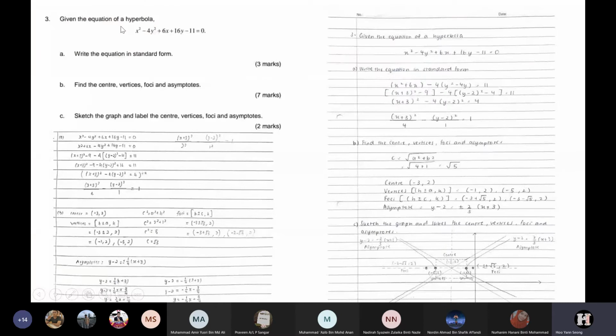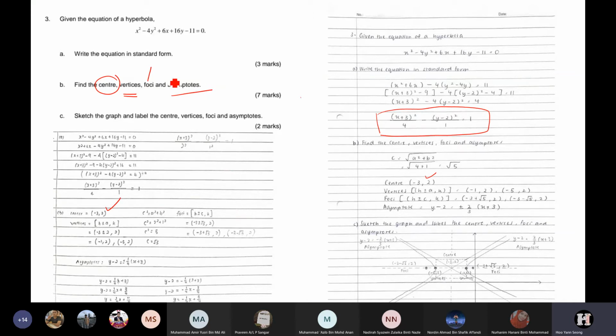Given the equation of a hyperbola, write the equation in the form. So you use the completing the square. So this one is the answer expected, and you need to do the completing the square. Then the question asks you to find the center, vertices, foci, and asymptote. So this person wrote center 3, 2. So the center, where is this person? Okay, center negative 3, 2.